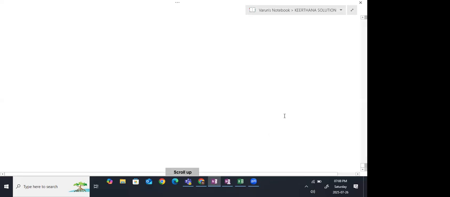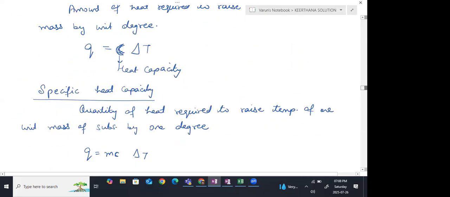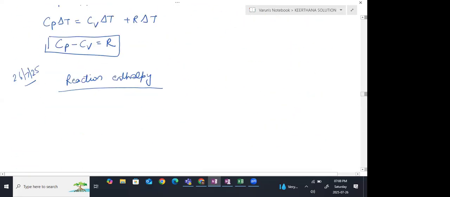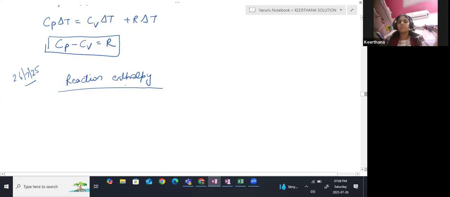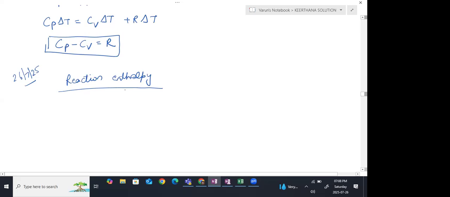Yes, where we were doing about the reaction enthalpy. So what is enthalpy? We know that whatever the heat a system has at constant pressure, we call it enthalpy. So what is reaction enthalpy? Basically, when we are doing any reaction like converting a reactant into product, the change in that enthalpy, we call it reaction enthalpy. So we can say that it is the change accompanying a reaction.